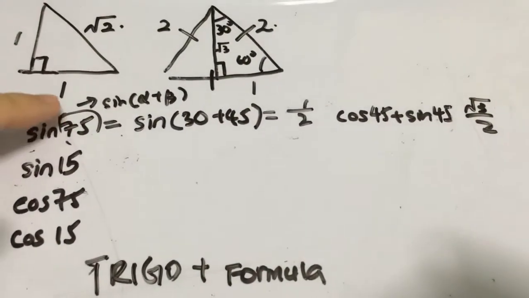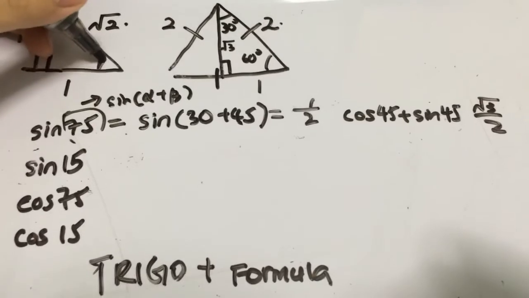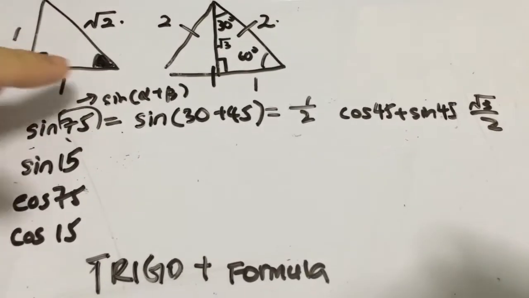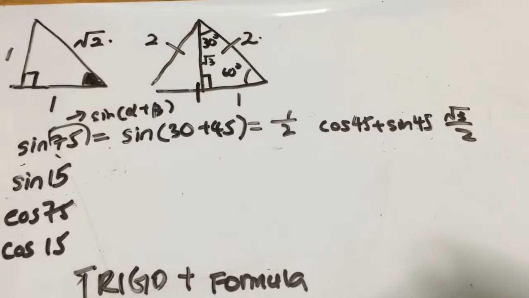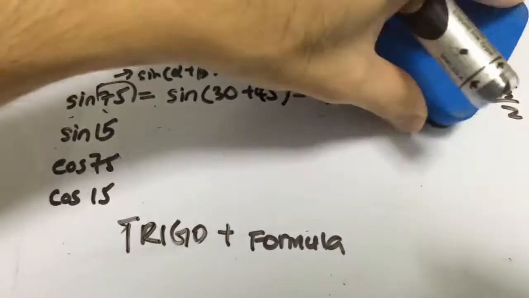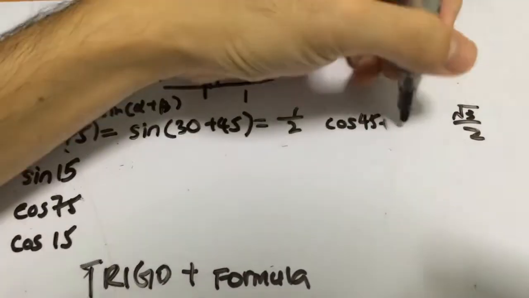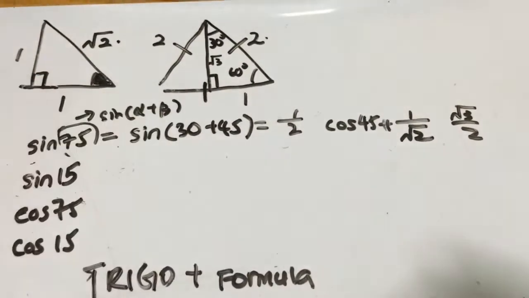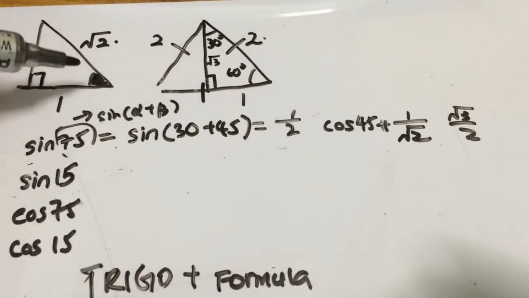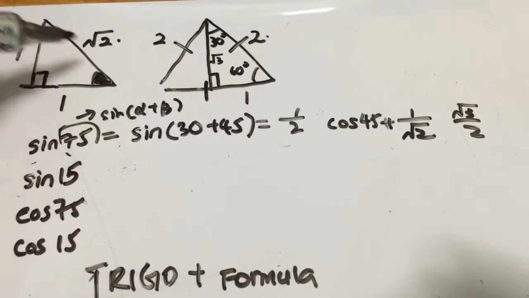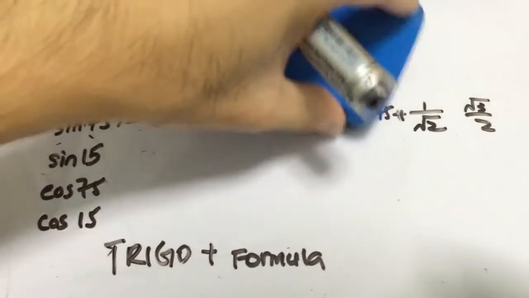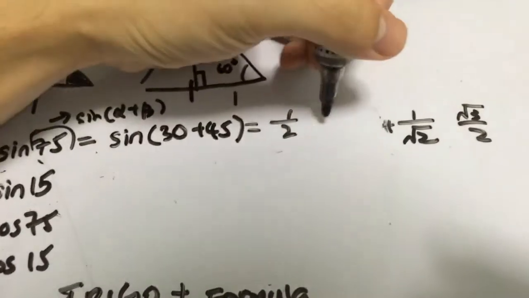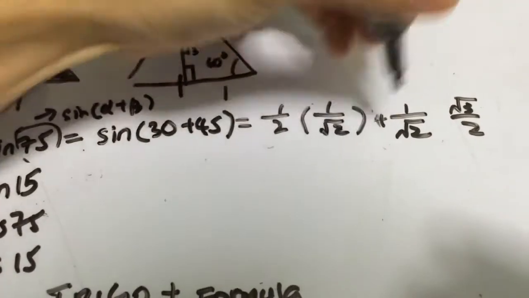Sine 45 is what? If this is 45 degrees, that would be opposite over hypotenuse, so it's 1 over square root 2. And finally, cosine 45 is what? Same thing. Cosine is adjacent over hypotenuse, so it's 1 over square root 2. And we are able to solve already, because you just need to multiply.